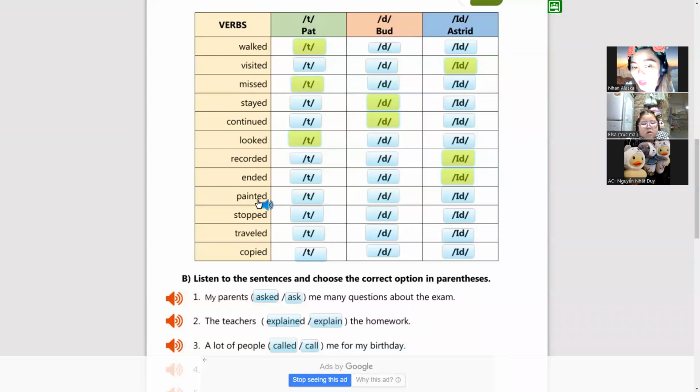The words end with T or D. We use Id. Stopped. Traveled. Listen. Traveled. Good. Copied. D.